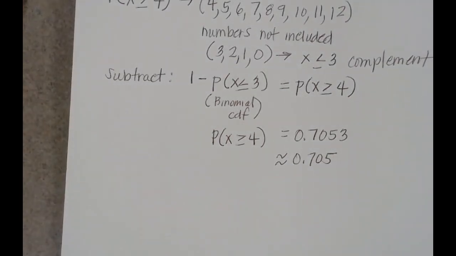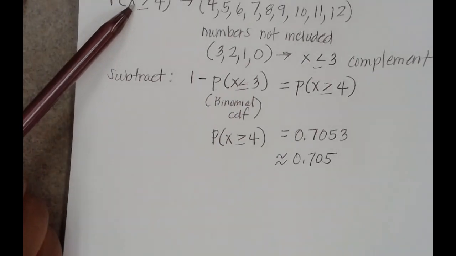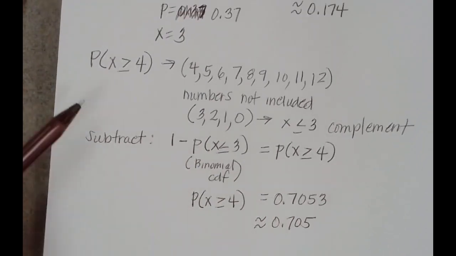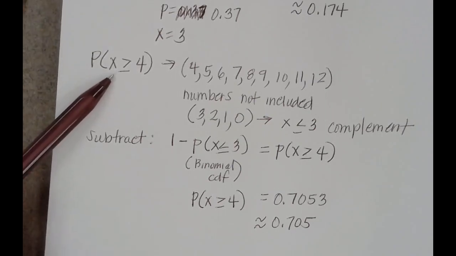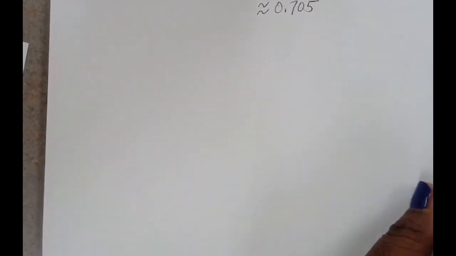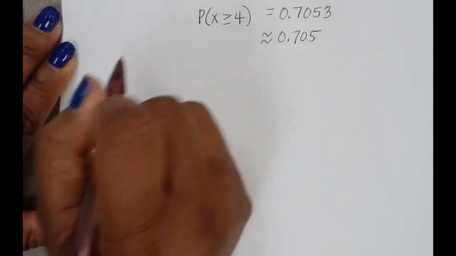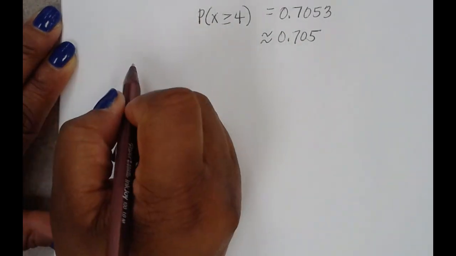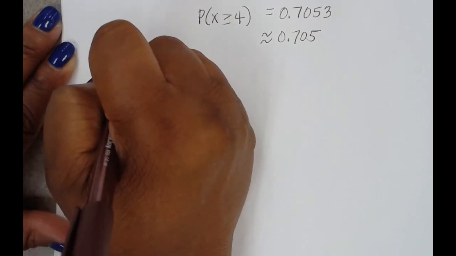Right? I had to use the complement because I had the greater than symbol. But when we look at the next part, part C, I don't have to use the complement because this one is already written using the less than or equal to symbol. So P of X is less than or equal to 2.